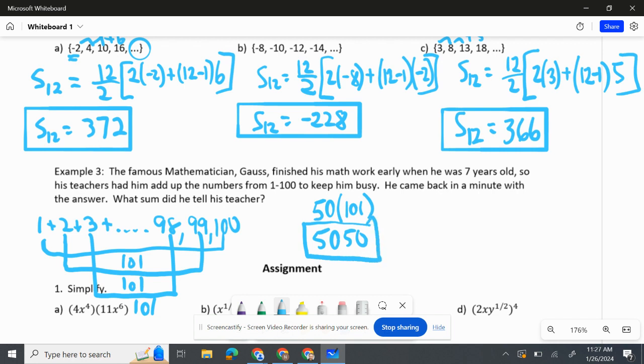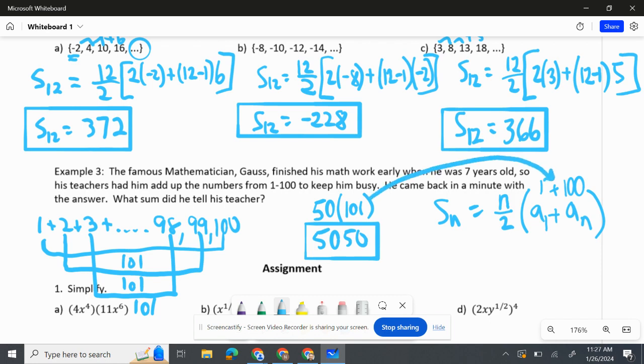Now, why we go over that story is because that's basically the sum formula. The first sum formula is n over 2, and then we're adding our first term with our last term. And that's exactly what Gauss did. He took the first one and the last one, and that's how he got the 101. And then he counted how many numbers there are. That's 100, and if you divide it by 2, that tells you how many pairs there are. And that's where the 50 came from. And so that's how he came up with the answer so quickly.